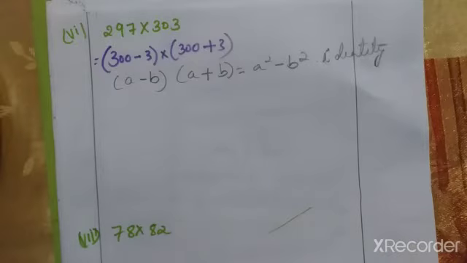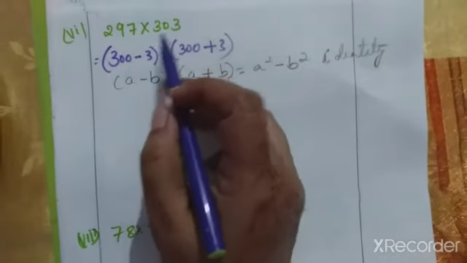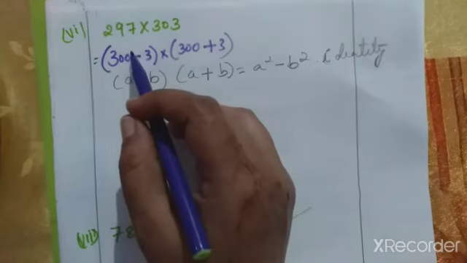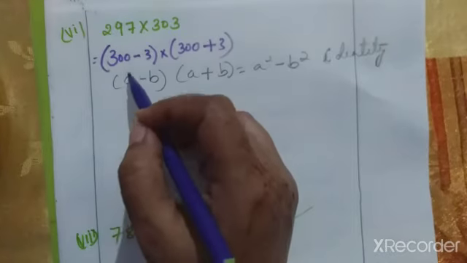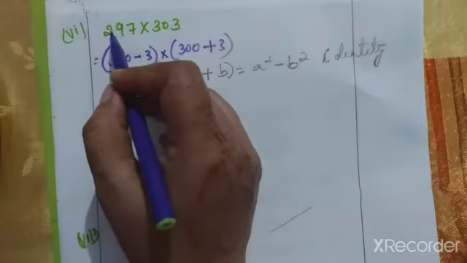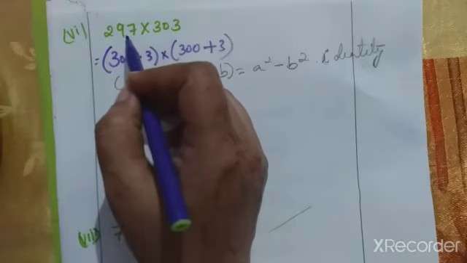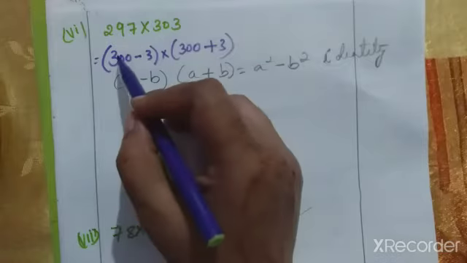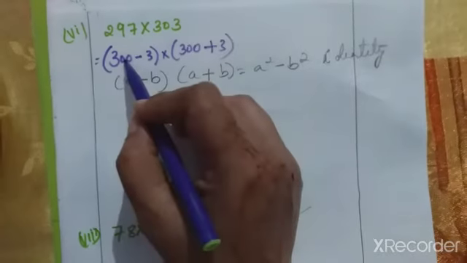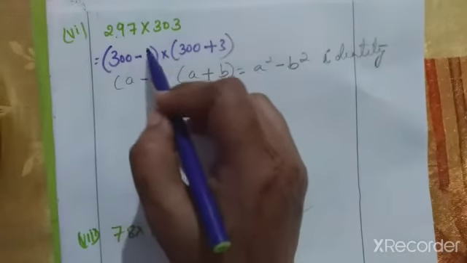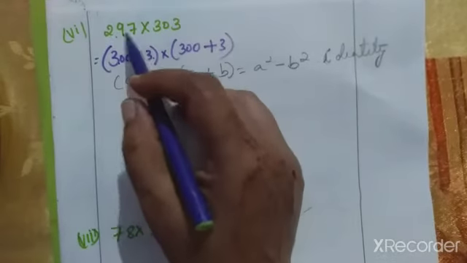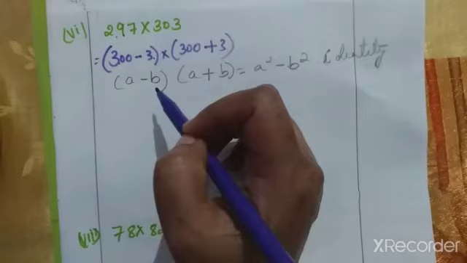Here, sixth question, 297 into 303. Here we have to use an identity to multiply. We can multiply directly, but by using an identity we have to evaluate or solve the sum. So here we can convert this 297 into 300 minus 3. 300 minus 3 is 297. Here also 300, both sides we are using 300, the same number. 300 minus 3 and here 300 plus 3. 300 minus 3 is 297, 300 plus 3 is 303.